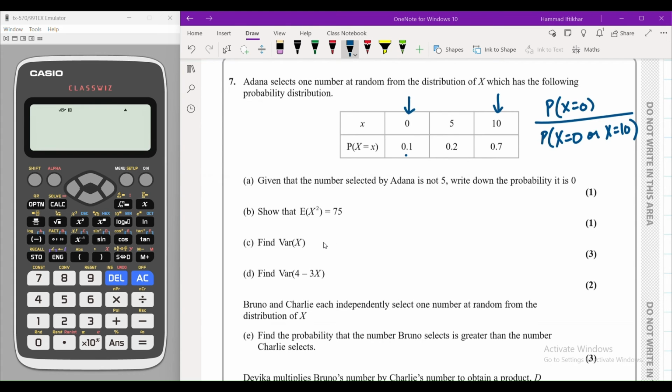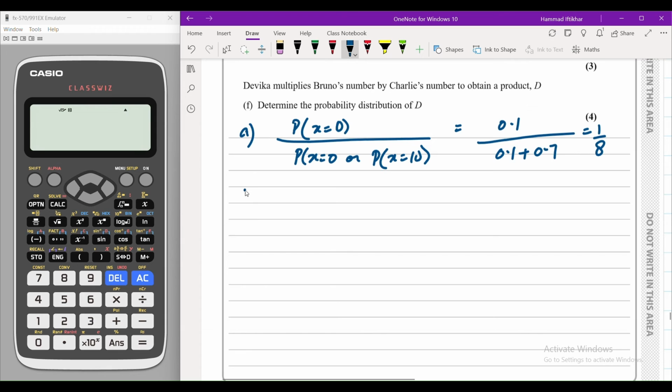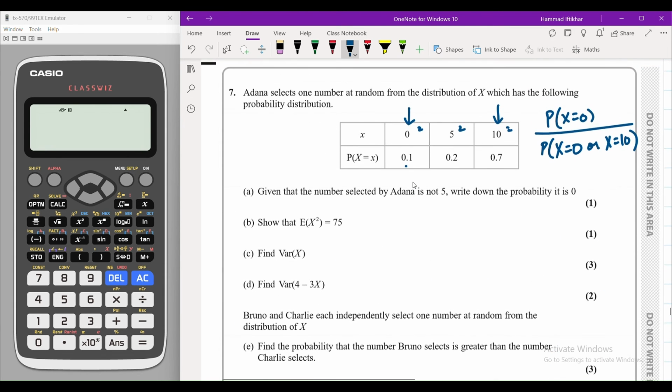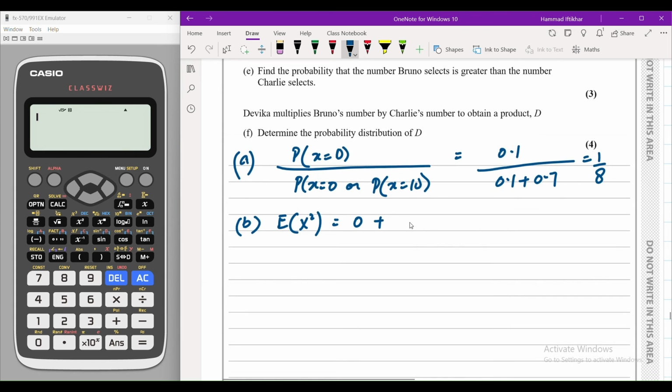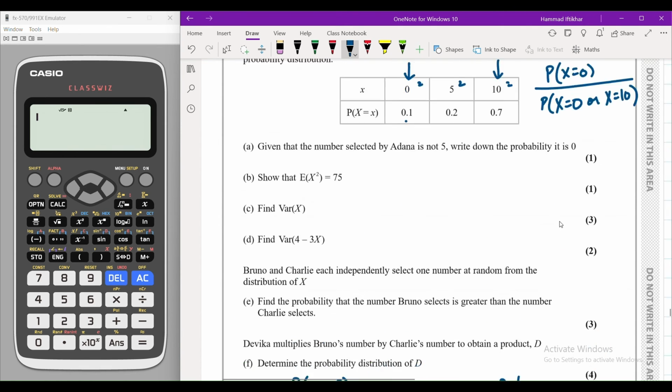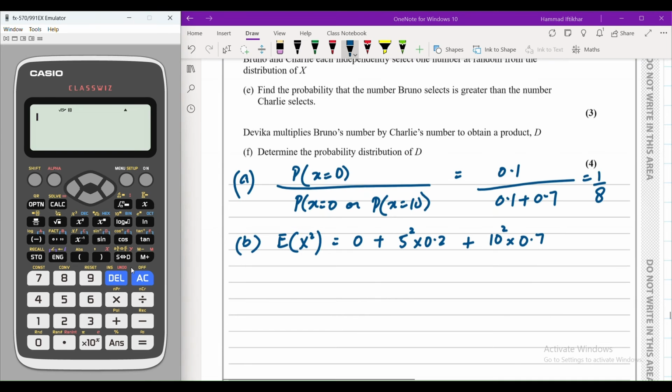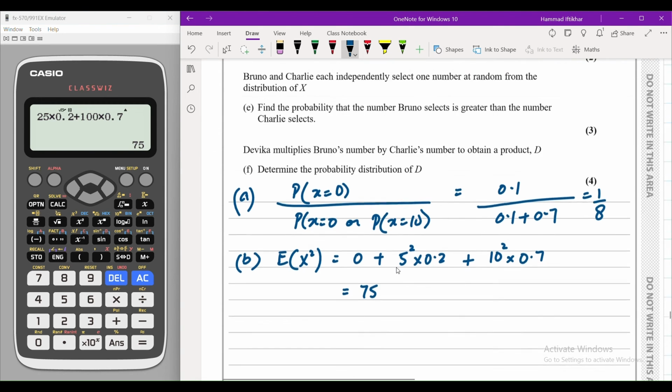Show that E(X squared) is 75. So all of these squared times by respective probabilities. So E(X squared) is 0 plus 5 squared times by 0.2, then plus 10 squared times by 0.7. Right, okay. So we have 25 times by 0.2 plus 100 times by 0.7, that is 75. And that's what we had to show.